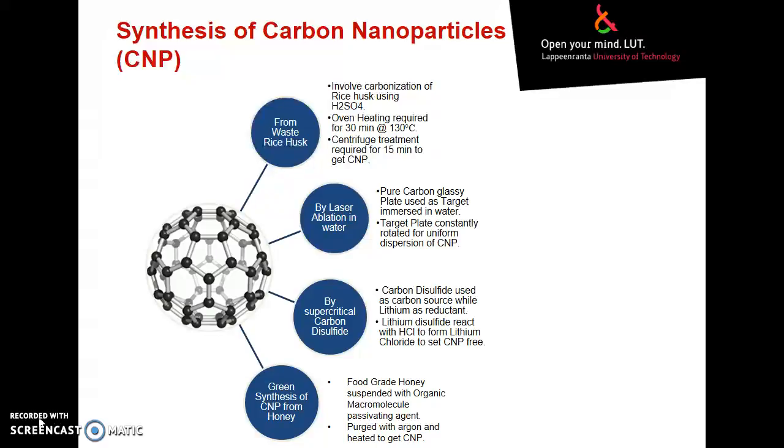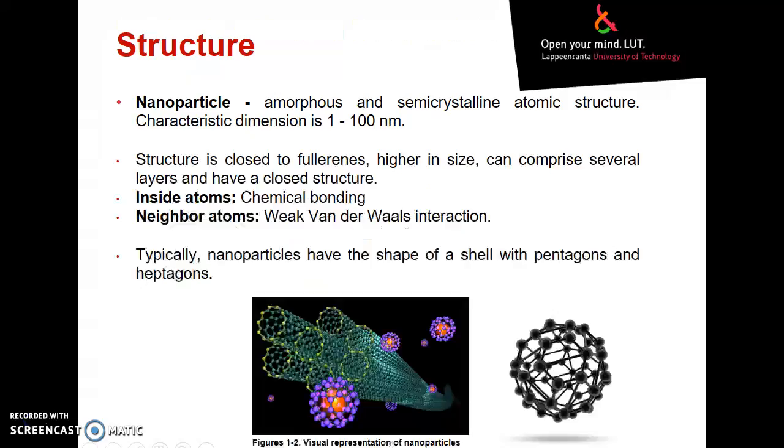And the fourth one is the green synthesis of carbon nanoparticles from honey, in which food grade honey is used, suspended with an organic macromolecular or molecular passivating agent, purged with argon and heated in a domestic oven to get carbon nanoparticles. But this process also needs further treatment by centrifugation to get pure carbon nanoparticles.